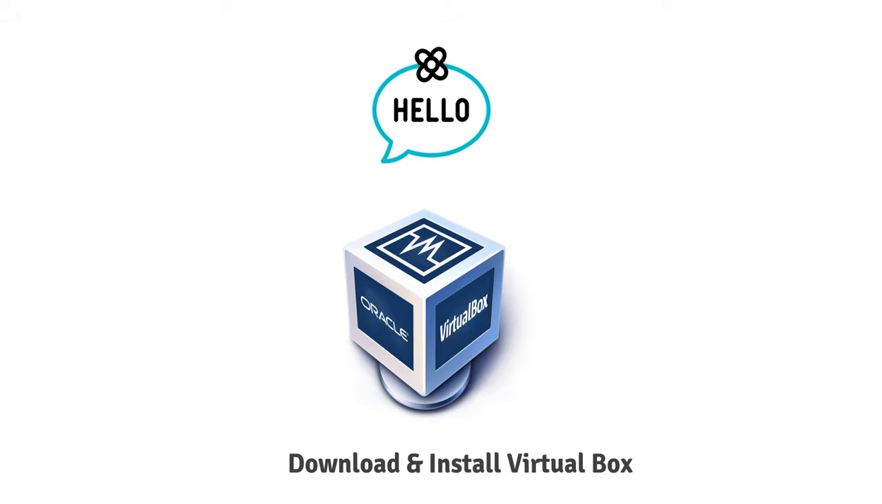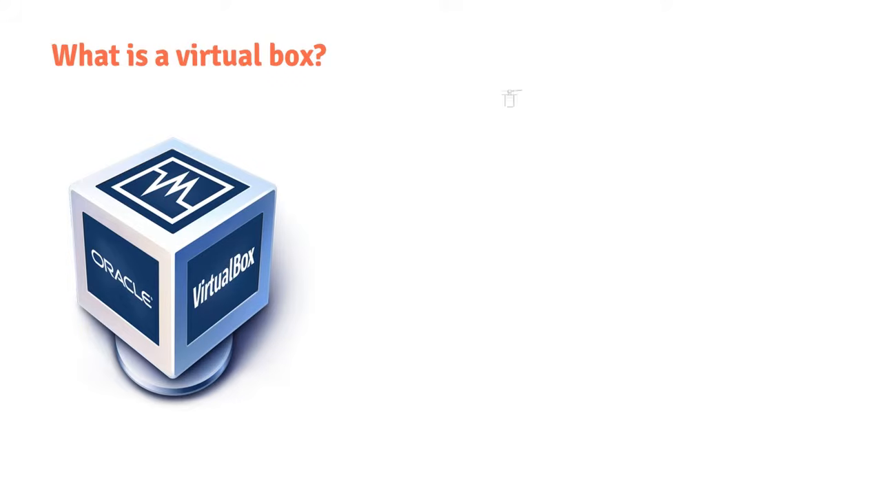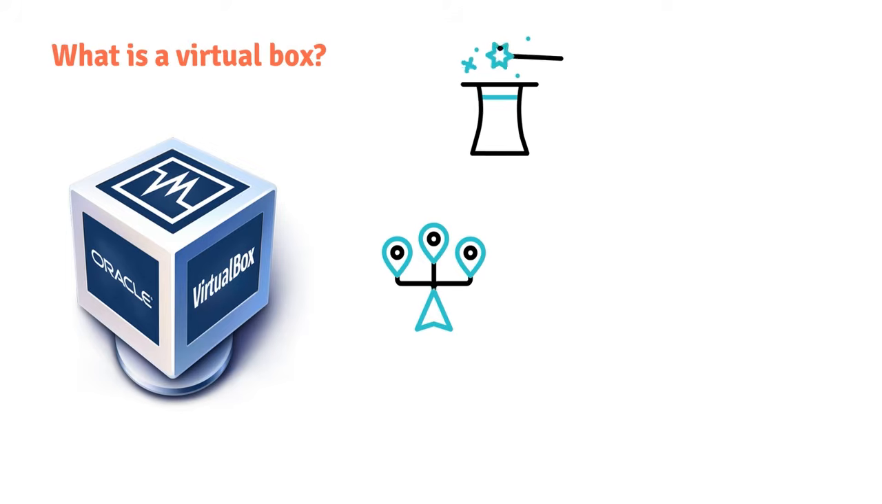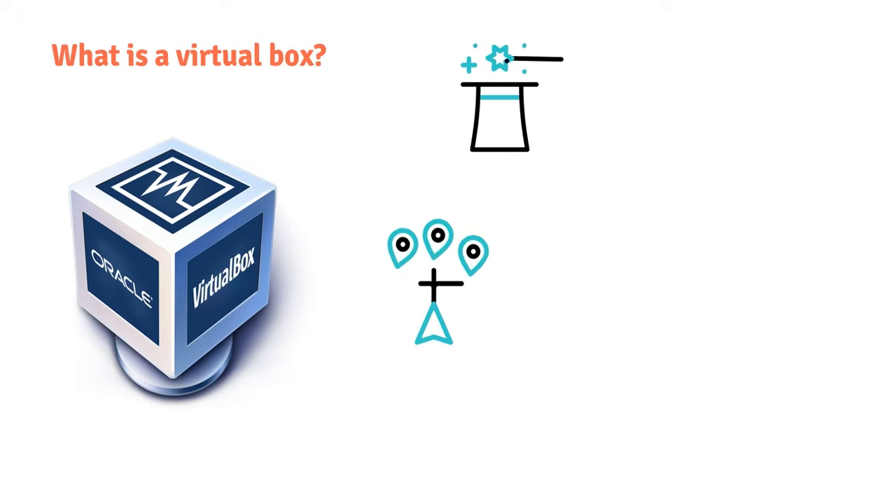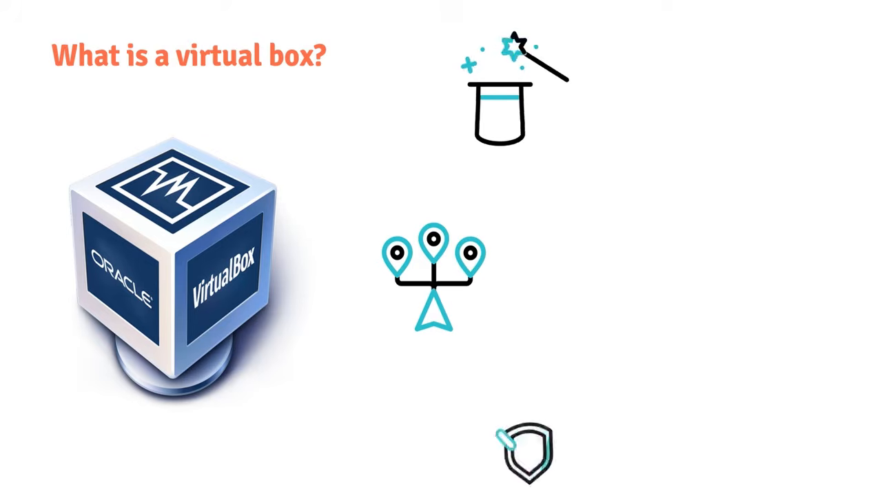In this lecture we're going to learn how to download and install VirtualBox. But first of all, what is VirtualBox? VirtualBox is a magical creation. It's software that grants you the power to run multiple operating systems on a single computer, just like a virtual playground. It lets you experiment, test, and play with various operating systems within the safety of your existing setup.